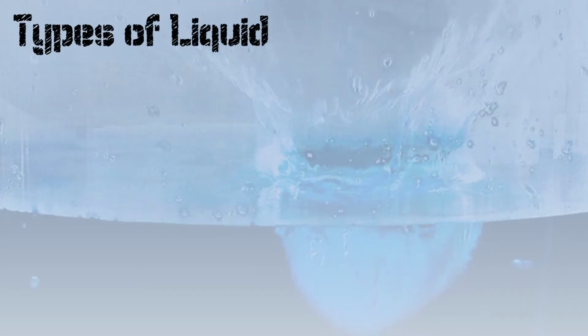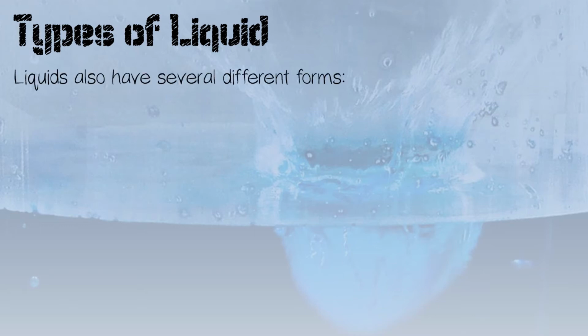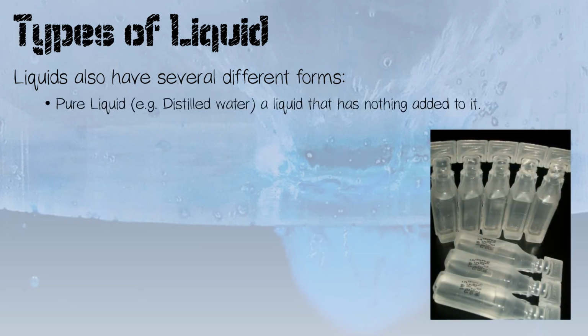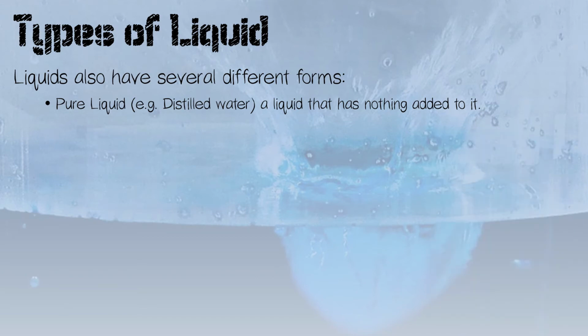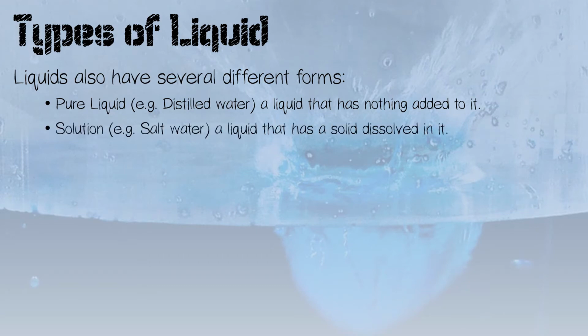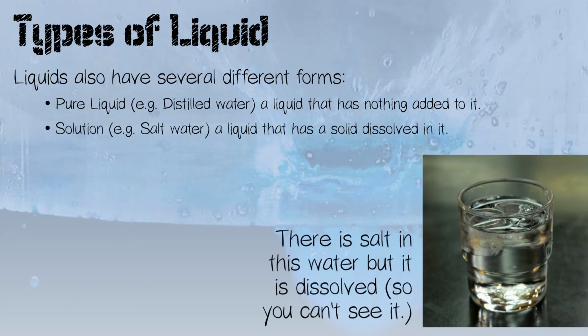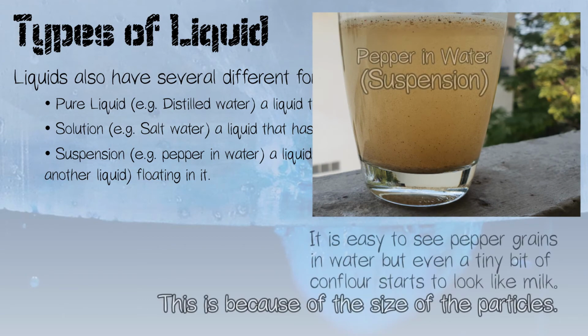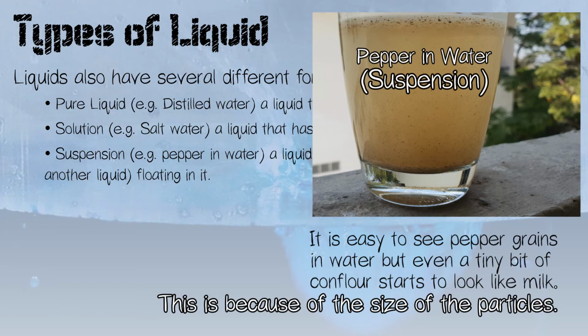Liquids also have different forms we can talk about, although this is less different types of liquid and more different ways of mixing them together. A pure liquid, like distilled water, has absolutely nothing else in it. It is just the liquid and that is all. A solution, like salt water, is a liquid that has a solid dissolved in it. On the other hand, a suspension, like pepper in water, is a liquid with particles or grains of solid, or bubbles of another liquid floating in it.